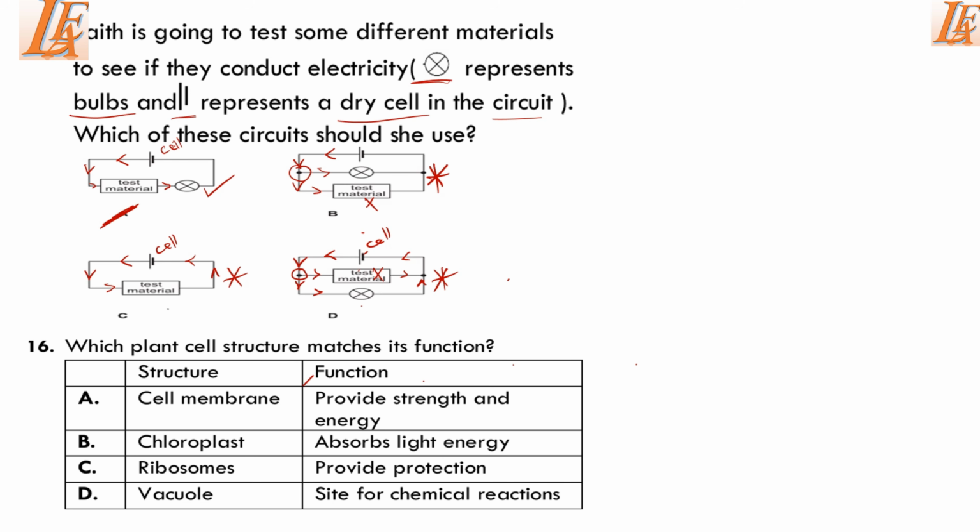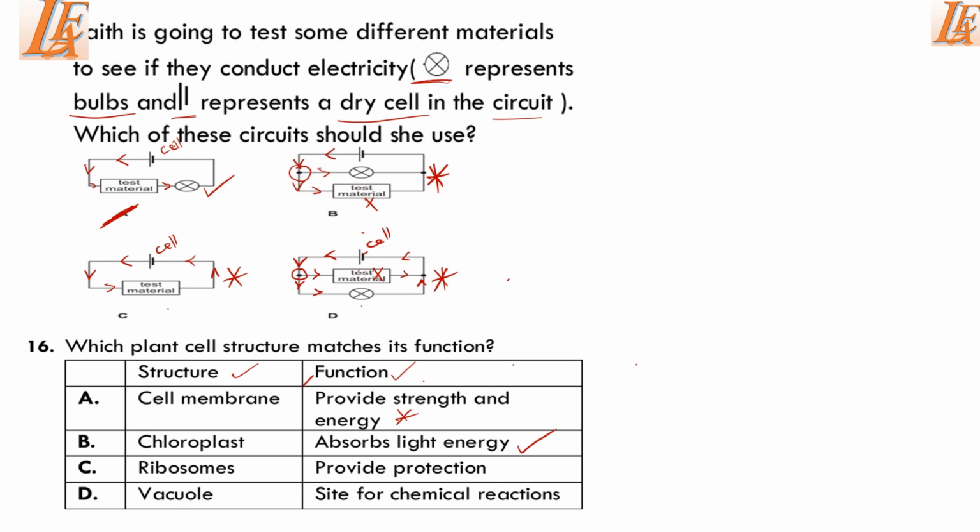Question 16. Which plant cell structure matches its function? So in this case, we have a structure and the function. A, cell membrane provides strength and energy. This is wrong because a cell membrane is the one which controls the movement of substances in and out of the cell. So in this case, this function is not for the cell membrane. B, chloroplast absorbs light energy. This one is correct. Chloroplast is used to absorb light energy, which is used during photosynthesis.